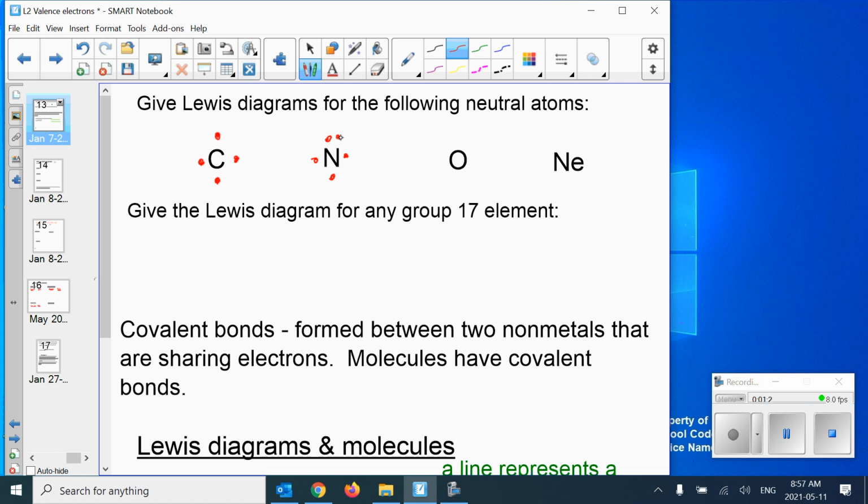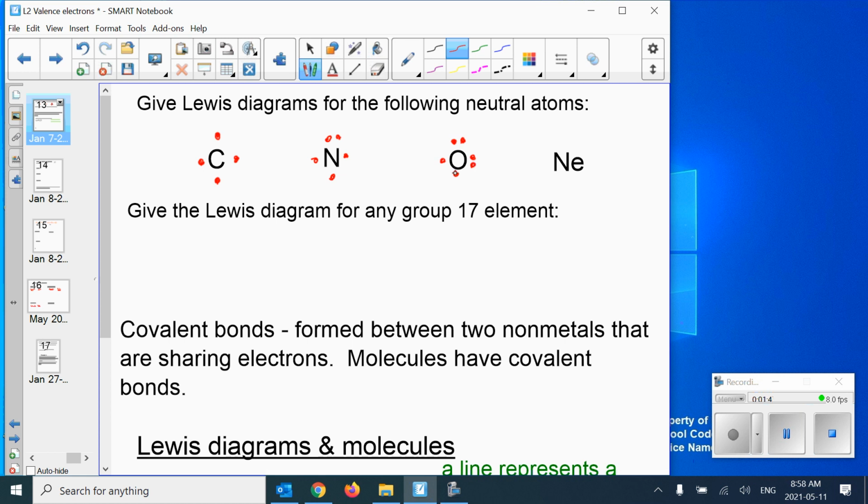Oxygen is in the 16th family. Sulfur is also in there. 6 valence electrons, 16 minus 10. Looking at the top of the column for the number, 4, double them up then, 5, 6. So 2 loners, 2 pairs.